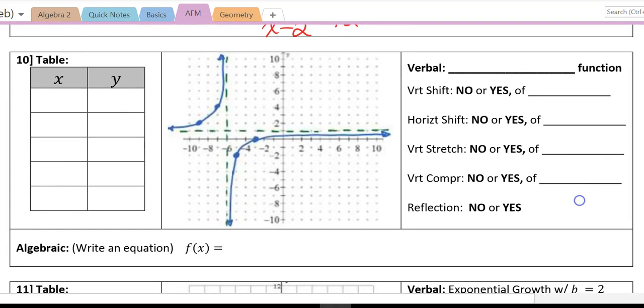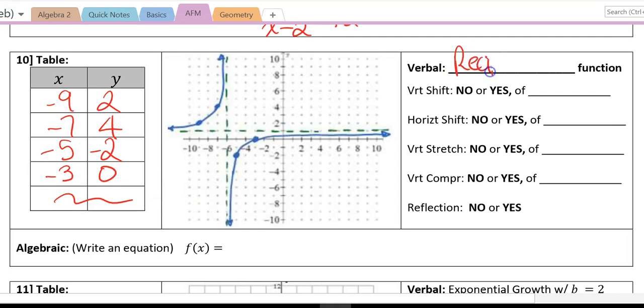Okay, next. Let's just pull the points from here. We have negative 9, 2. Negative 7 and 4. And then we have negative 5, negative 2. Negative 3, 0. That's all the points we have, so we can skip the last part there. Okay, there's also a reciprocal function.